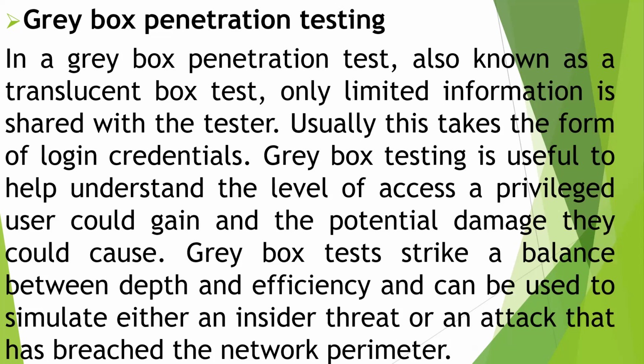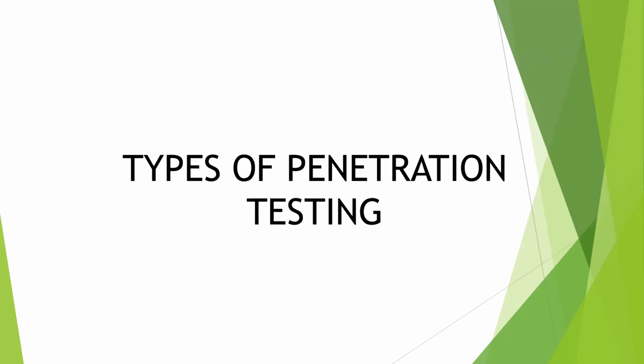So gray box testing is very useful to understand the level of access a privileged user could gain. As a user of the network, if you have some kind of access, what kind of damage can you do from the inside, from the level of a user that has some access? So it's very useful for testing insider threats or insider attacks, and it strikes a balance between depth and efficiency that can be used to simulate either an insider threat or an attacker that has breached the network perimeter. So gray box is just in between white and black. You have some information, but it's very minimal.